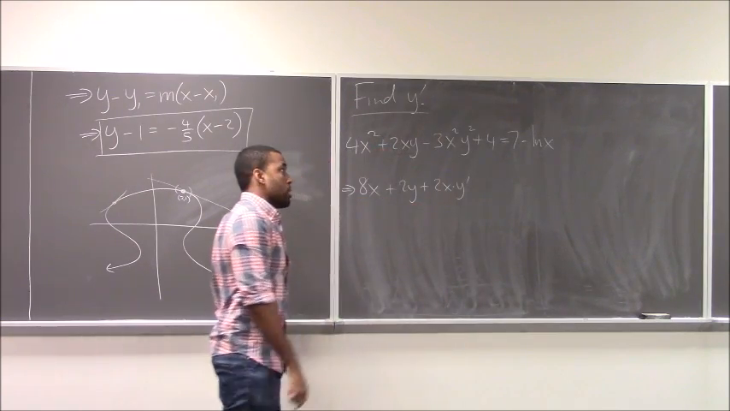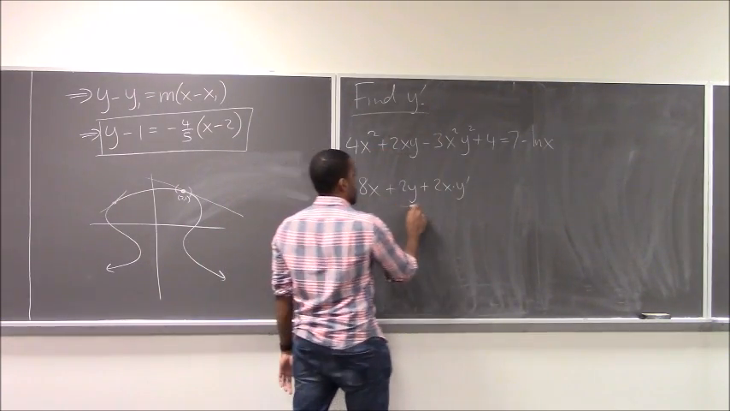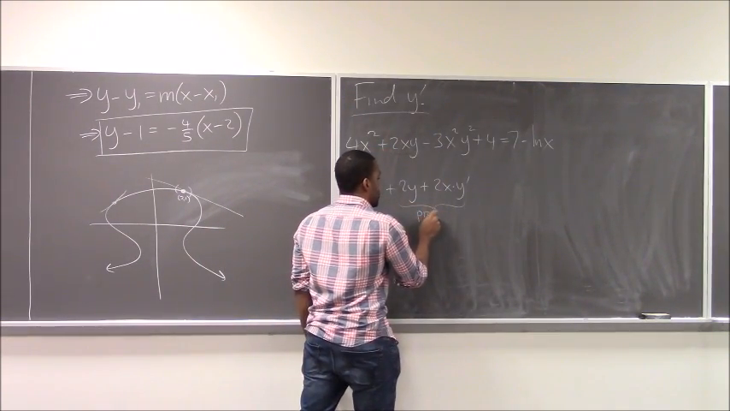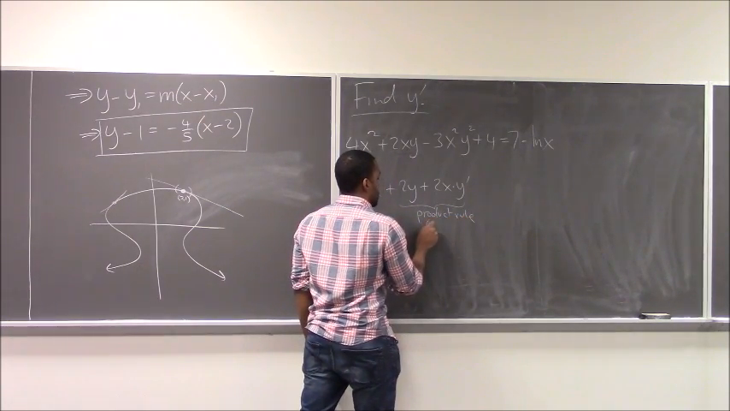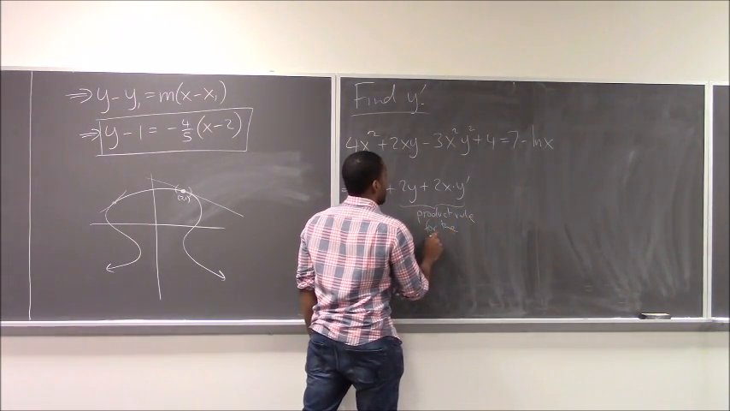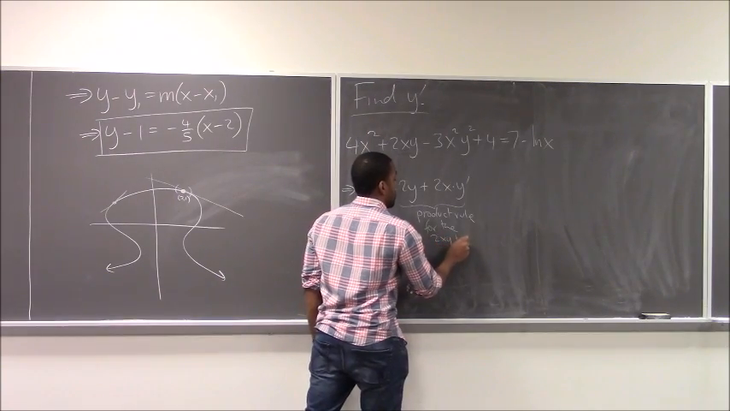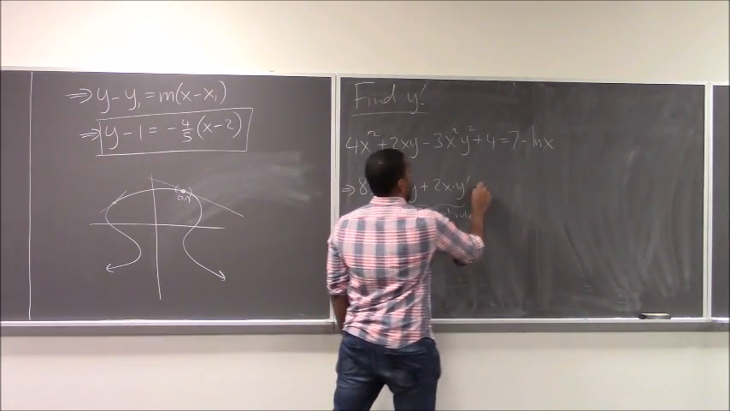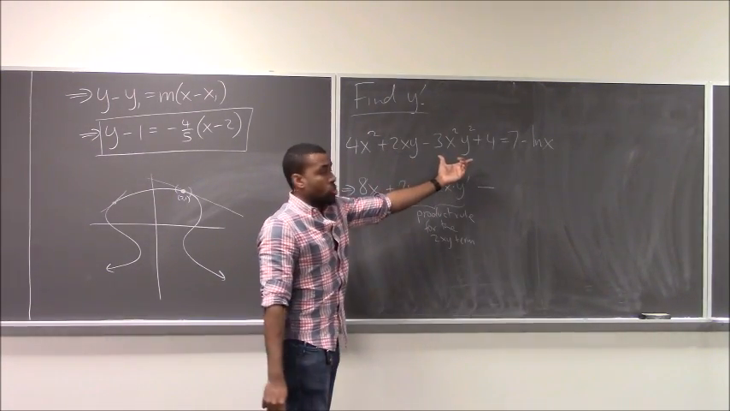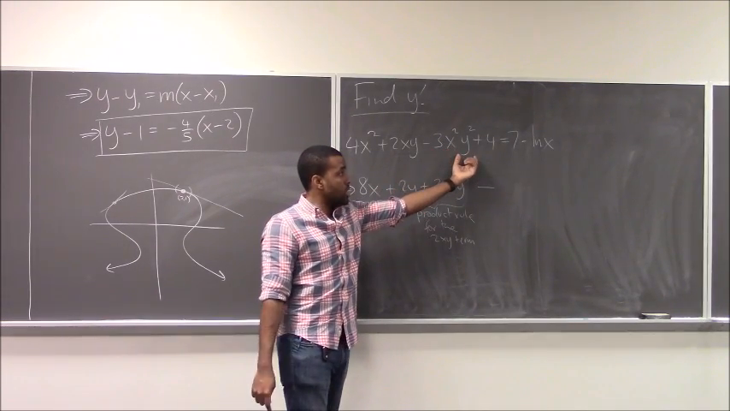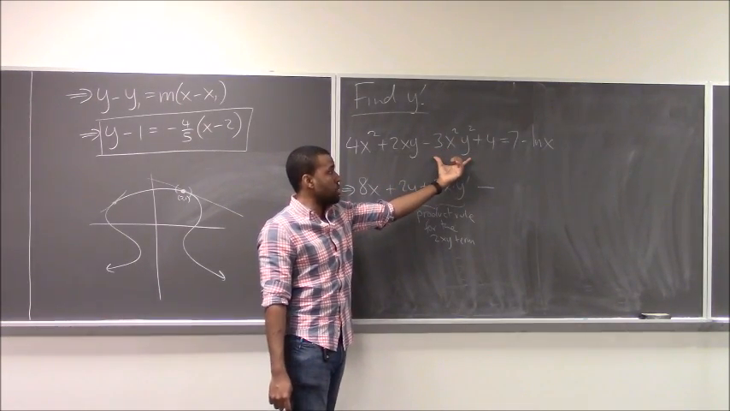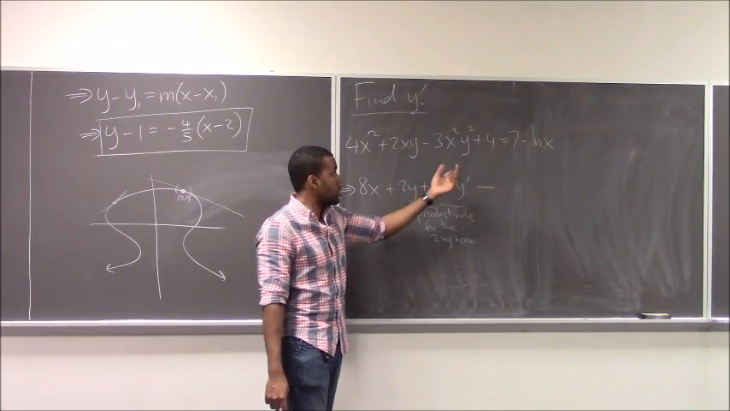So I apply the product rule for the 2xy term. Minus, again, you sort of have the same situation here. I have 3x squared, which is one function, y squared is another function. These are two functions being multiplied. I need to apply the product rule.